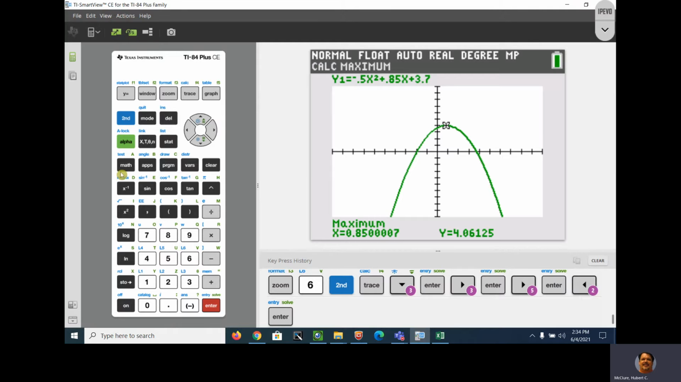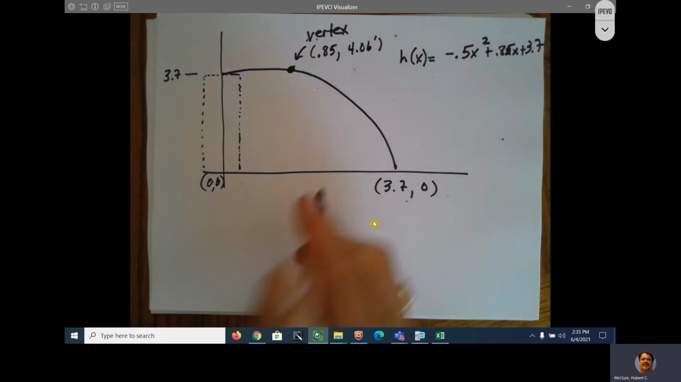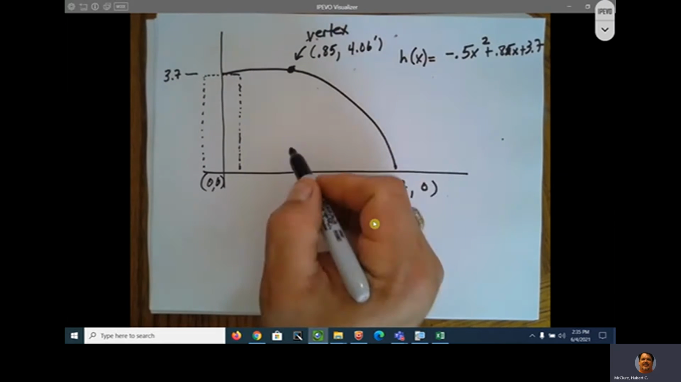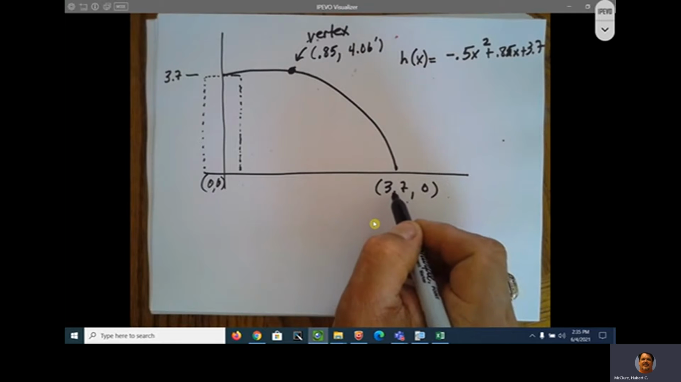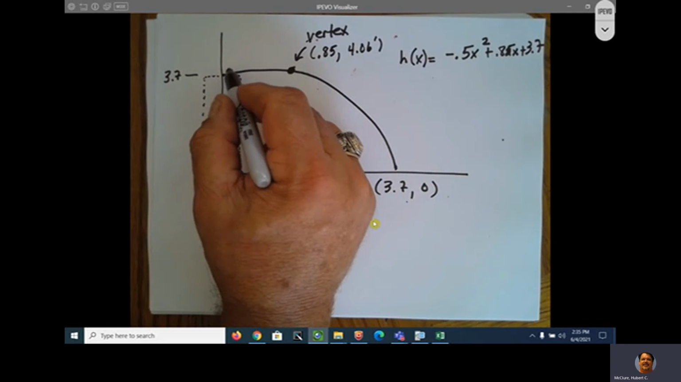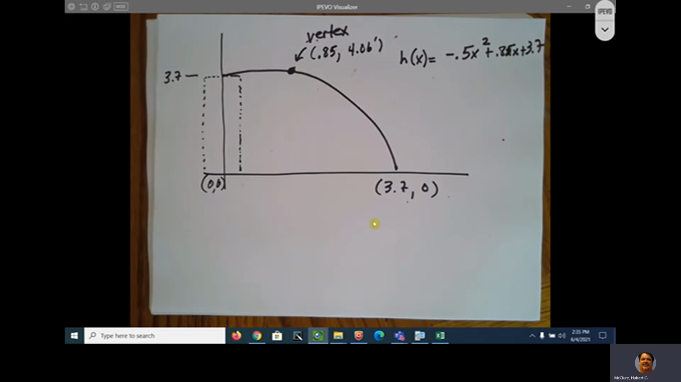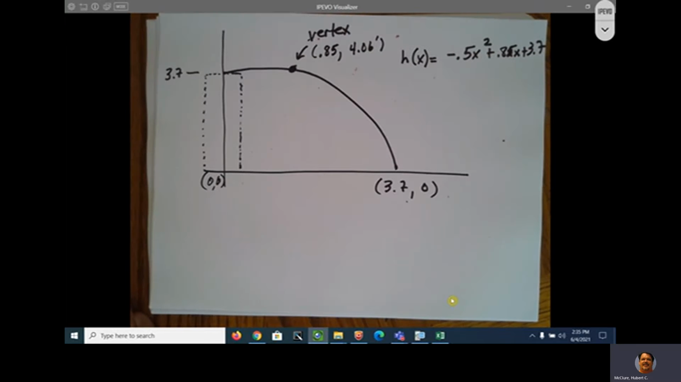Okay? And they're going to ask, when does he reach a certain height? And we're going to go to the table for that, or let me show you. So there's the vertex right there. That's your highest point. And he hits the ground at 3.7 feet from the stump. He leaves right here. So somewhere they're going to ask for two places that he's the same height or something like that. So let's look at the question and see what it asks.